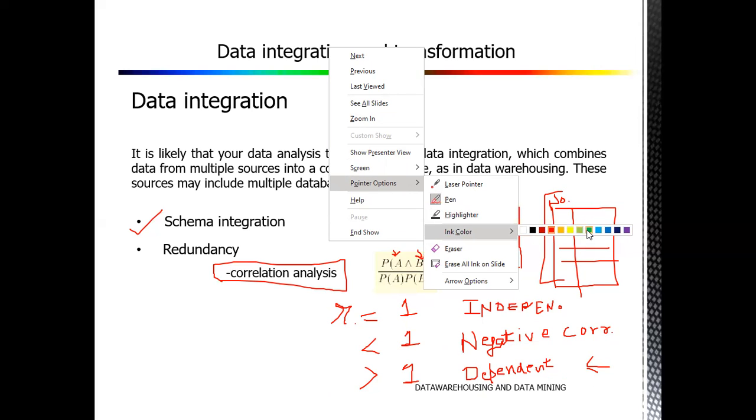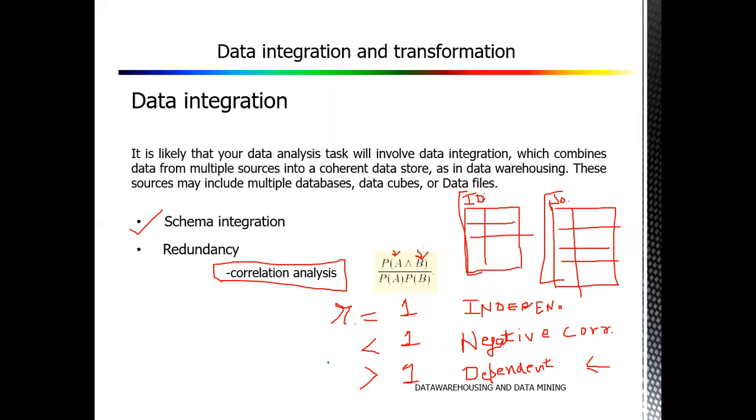One more thing, I'll highlight this part. Where can we perform integration? When the correlation analysis value is coming as greater than 1, there we can perform data integration. So I hope you got the point of what you have to remember in data integration.